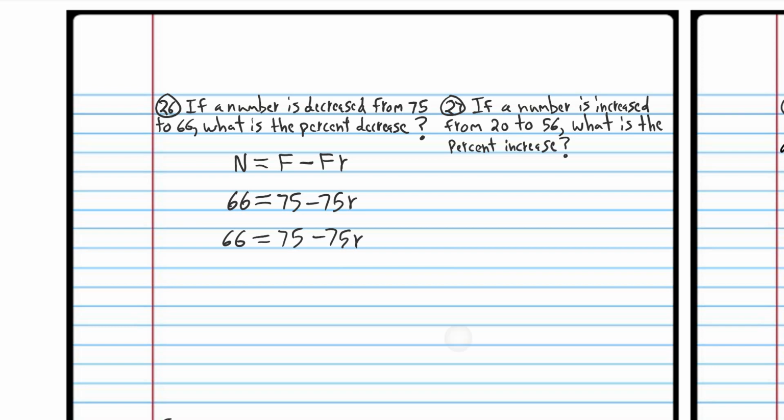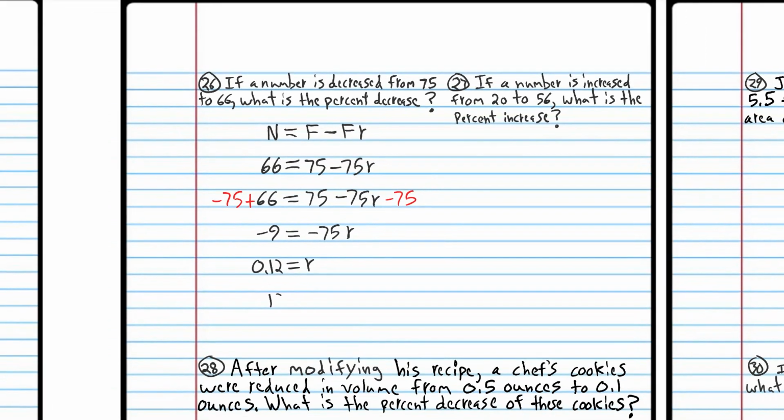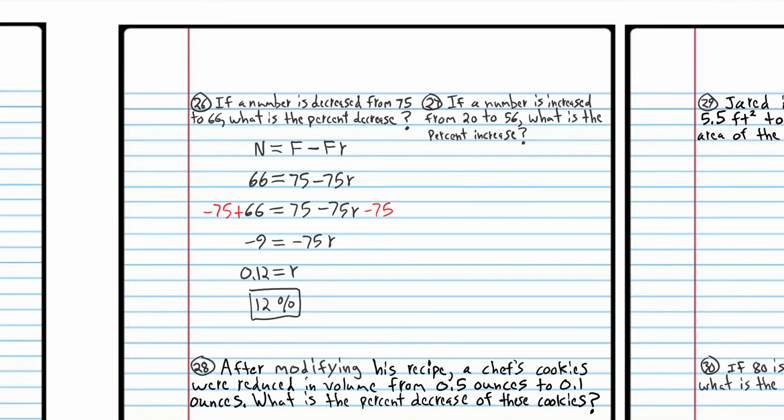So we're going to rewrite the equation, and we're going to subtract 75 from both sides. And that would be -9, I believe. And then we can get out our calculator, 0.12. But again, we want percent, so we have to change that to percent, and that's our final answer. So the number decreased by 12%.